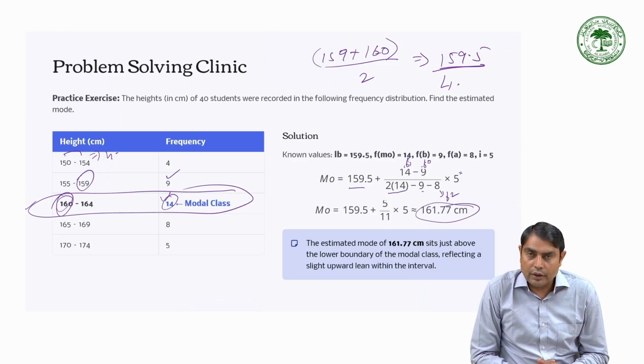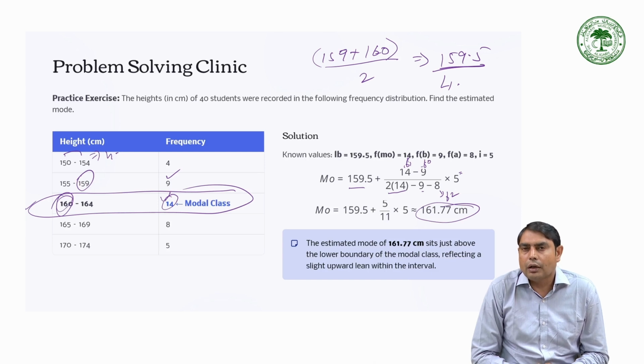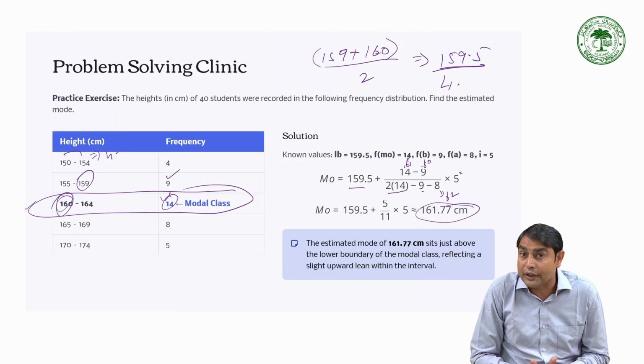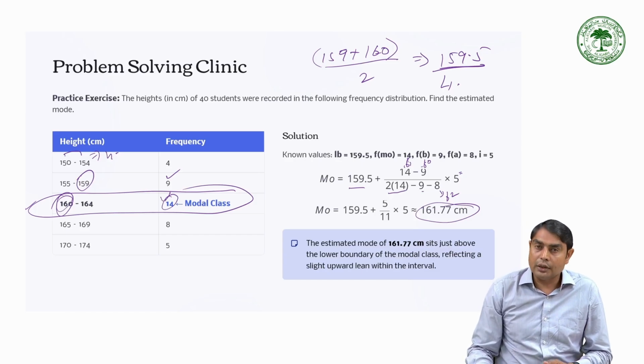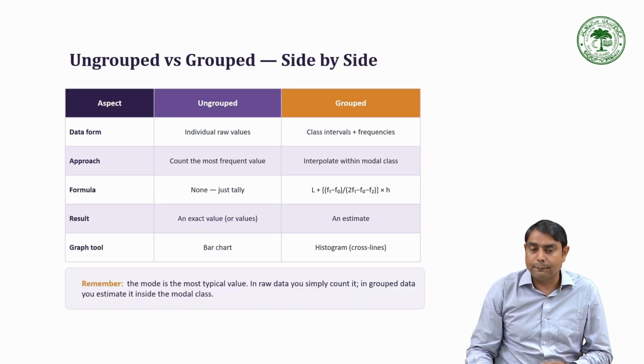So if I ask you what is the modal height, or at which point most of the students' heights will be concentrated, I can say it is near 162 centimeters approximately, right? This is how we go about the estimation or computation of the mode for grouped data.